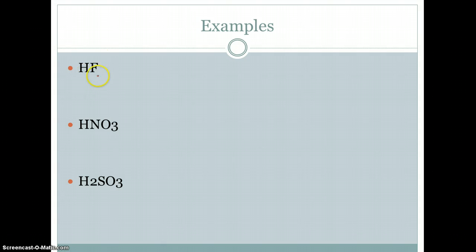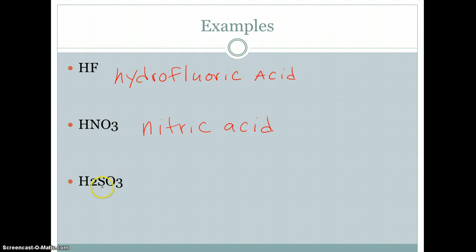For example, HF. F is the fluoride ion, so we change that "ide" and make this hydrofluoric acid. NO3 is nitrate, so we change the "ate" to "ic" and make it nitric acid. SO3 is sulfite, so we change the "ite" to "us." Now, if you have a polyatomic with sulfur or phosphorus in it, you have to add in an extra syllable. So sulfite becomes sulfurous acid.